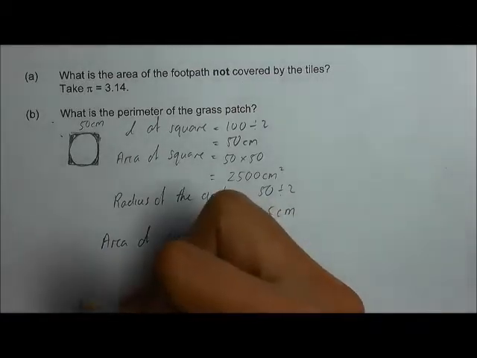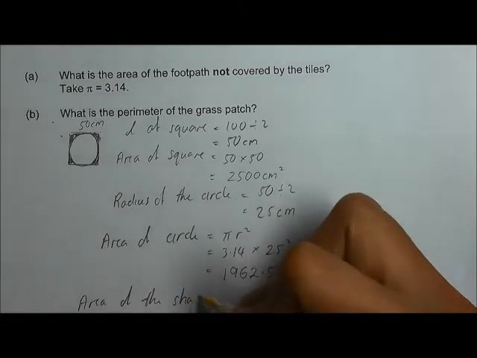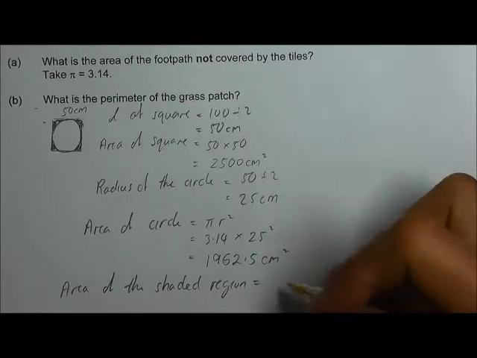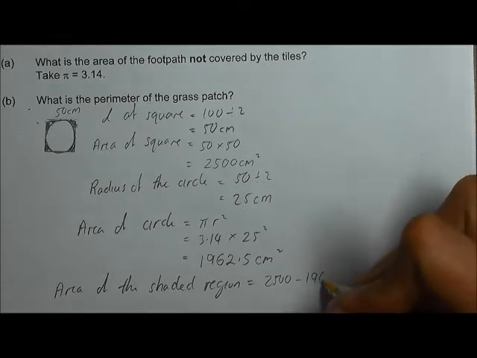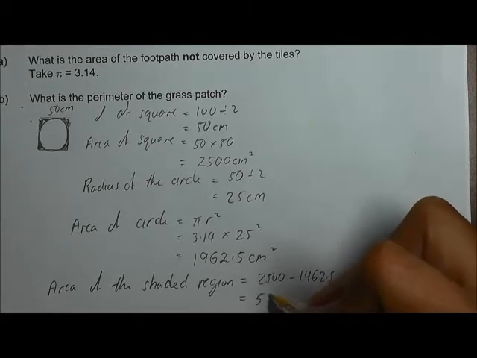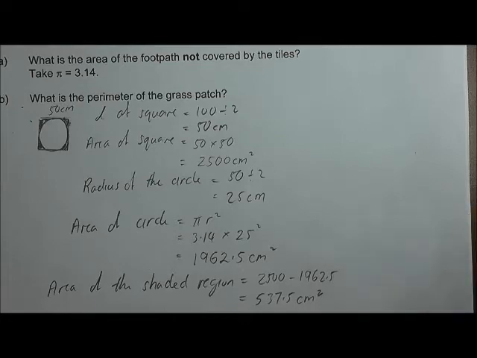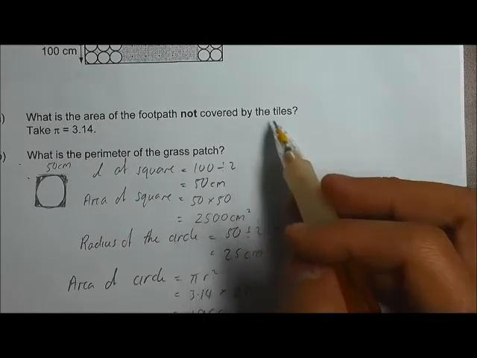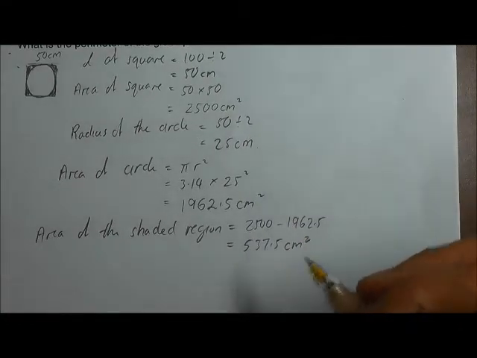Okay, so the area of the shaded region will be 2500 minus 1962.5. With that, we will get 537.5 cm squared. And for the total area that is not covered by the tiles, we have to multiply by 38 because there are altogether 38 tiles.